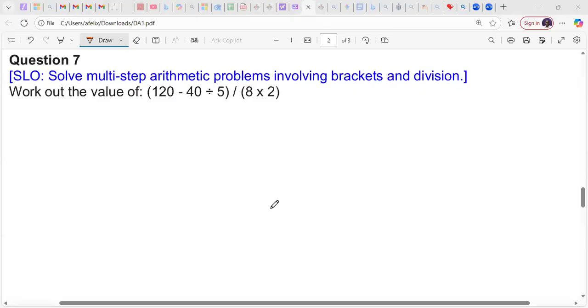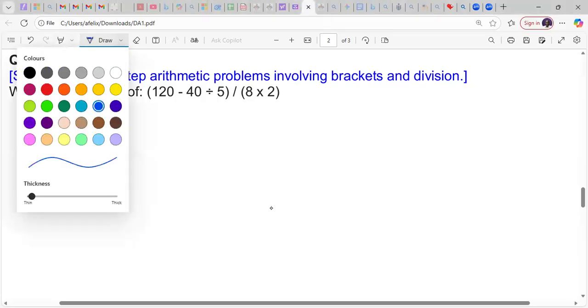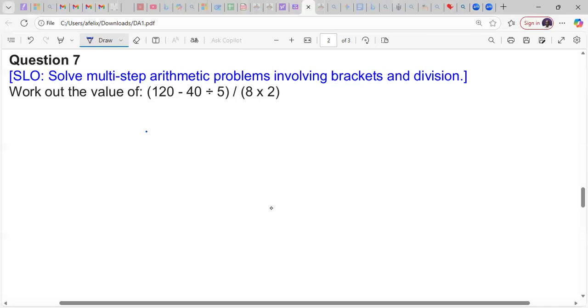Question 7. Right, so it's just another application of our BODMAS or PEMDAS rule in terms of the order in which we perform these arithmetic operations. So first of all, we can rewrite this problem so it looks a little more manageable.